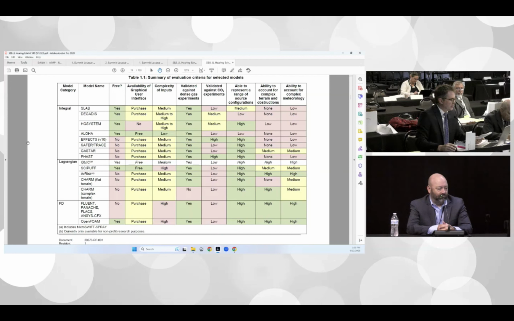That may be true, but would you agree that the Canary system, also falling under that SLAB category in the very first row, still has not been updated to account for complex terrain and obstructions? Yes, I've already stated that. The Canary model still to this day is not able to account for complex meteorology? I can't answer that question. Between today and 2015, I can't answer whether Quest Consultants has updated their software to handle that particular category. But are you aware that the CFD or computational fluid dynamic modeling choices are in fact able to account for both complex terrain obstructions and complex meteorology? That's what it says in the report. Do you have any reason to dispute that? I do not.